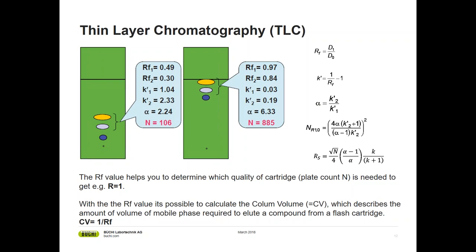If you have RF values close to 1, as it is here on the right side, you would need a cartridge with a much higher efficiency of 885, which means a high-performance cartridge, which is definitely more expensive than a standard one.